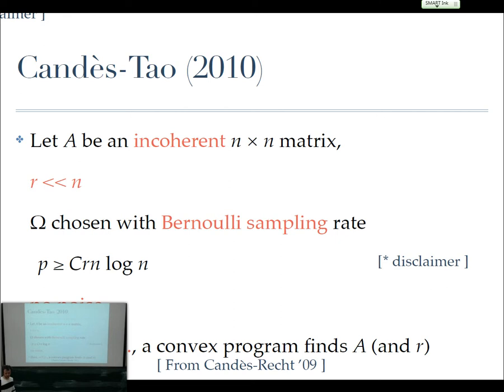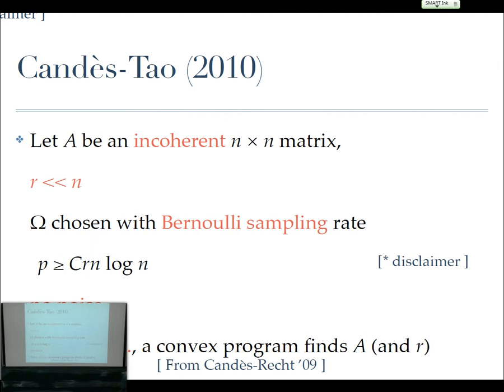So maybe I'll start with a kind of paradigmatic theorem for this area, due to Candes and Tao from a few years ago. And let me say what it looks like. I've put some words in red because I want to say this is what a typical theorem in this area looks like. So first of all, here's our true matrix, and it has some qualifier on it. In this case, it is incoherent.